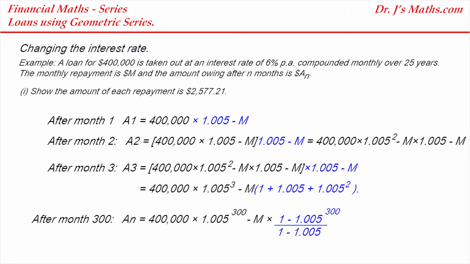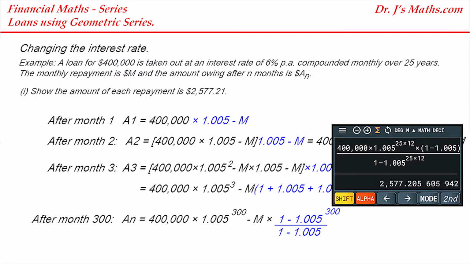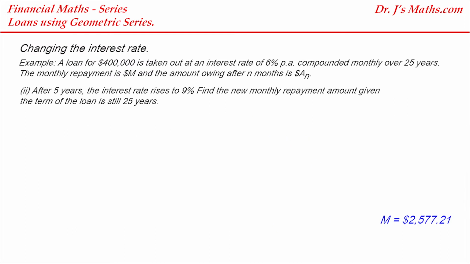So after month 300, which is 25 times 12, we've got $400,000 times 1.005, the interest rate, to the 300th, minus M, and then the sum of N terms, which is 1 minus 1.005 to the 300 over 1 minus 1.005. So put that in your calculator and you get M is equal to $2,577.21.